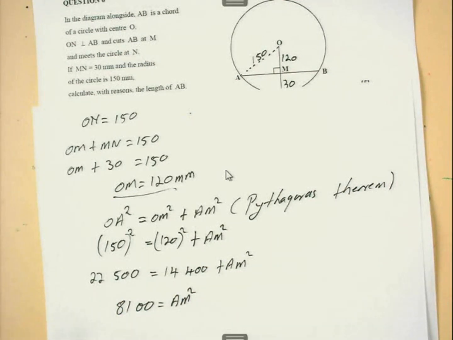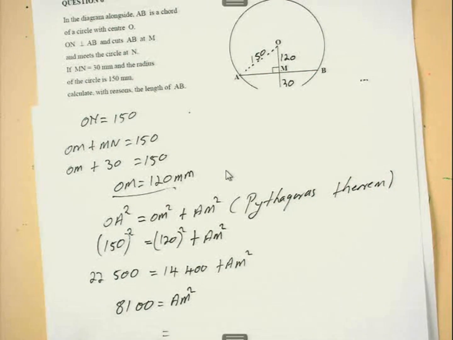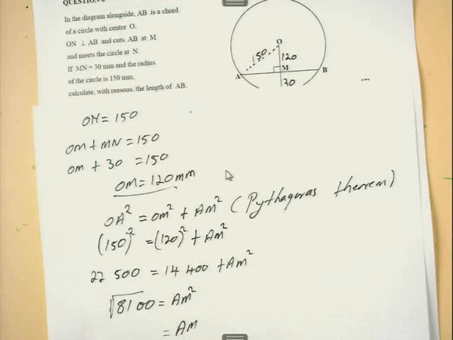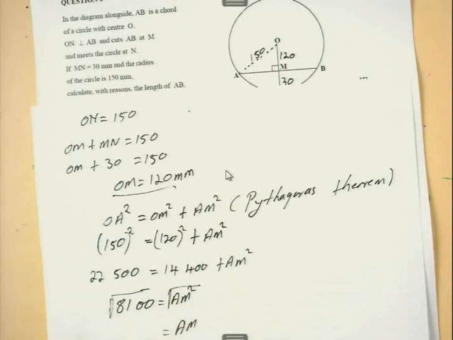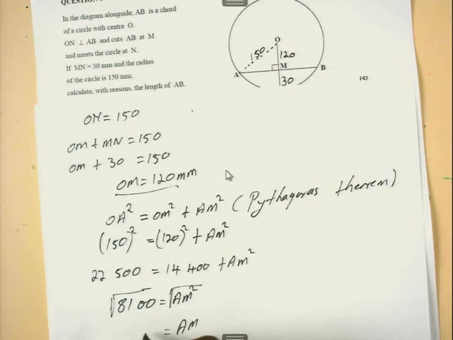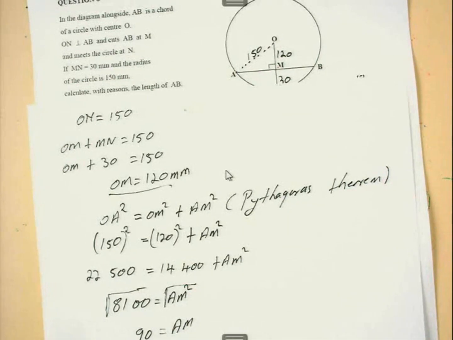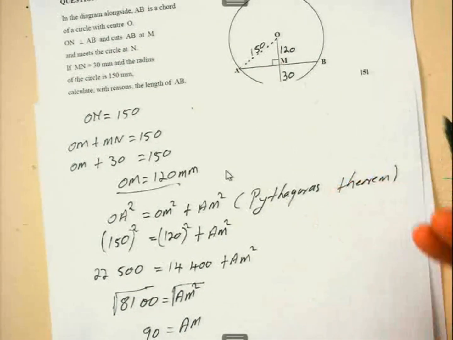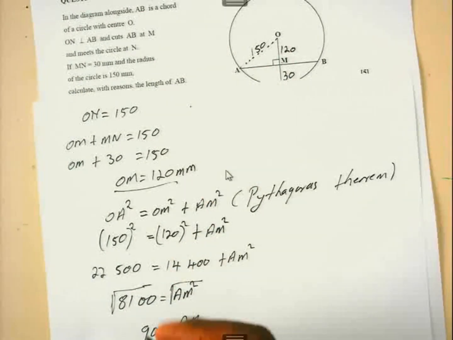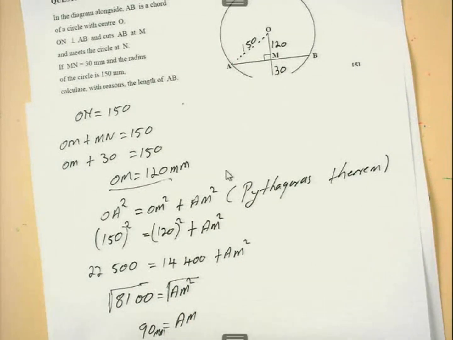Now we can determine the length of AM by determining the square root on both sides. Therefore, AM, you determine the positive root of AM squared. Therefore, AM will then be equal to the square root of 8,100, which gives you 90. Therefore, it means AM. Let's go back to the diagram. AM is equal to 90 millimeters. That is the length of AM.